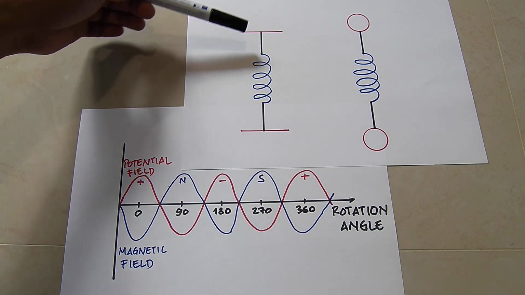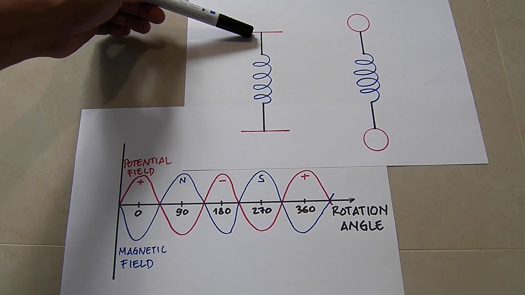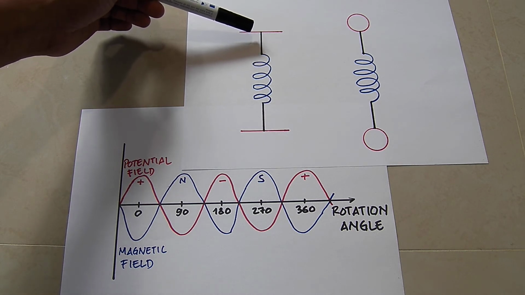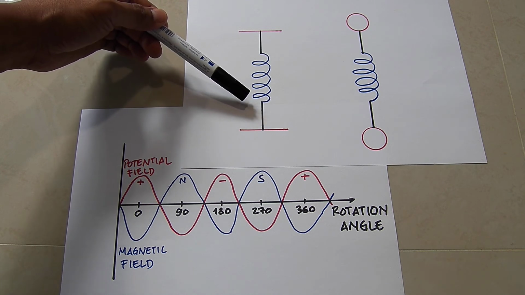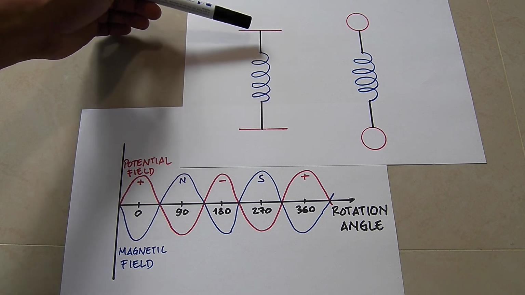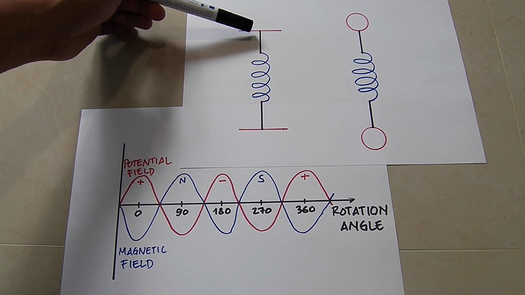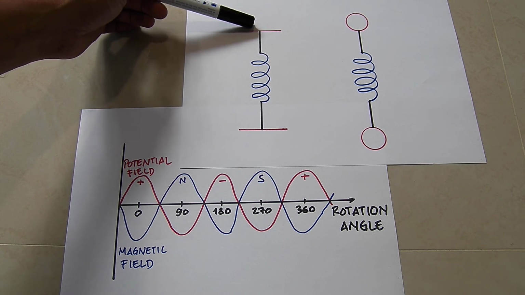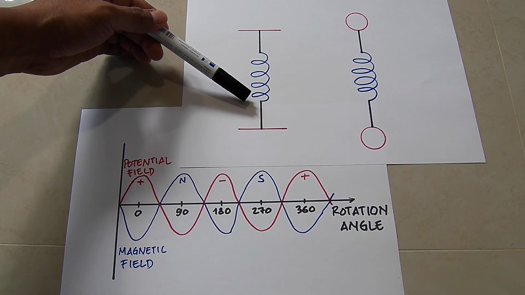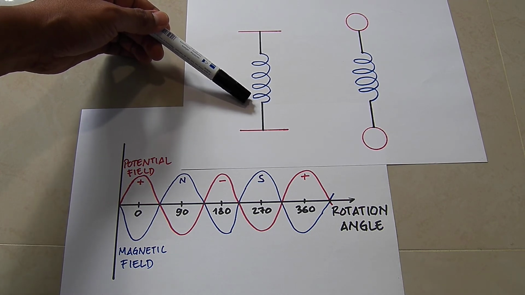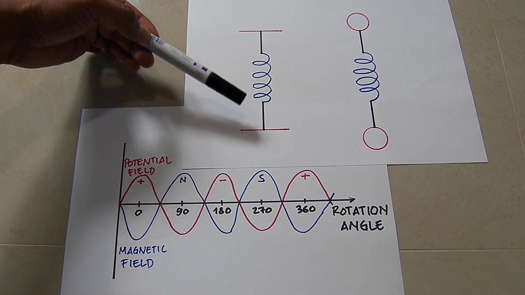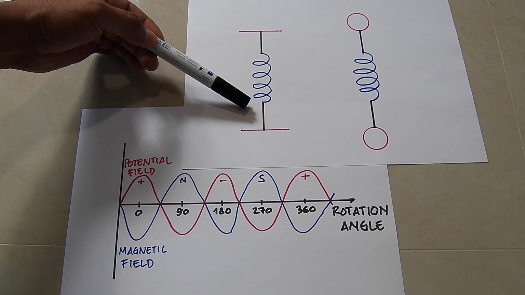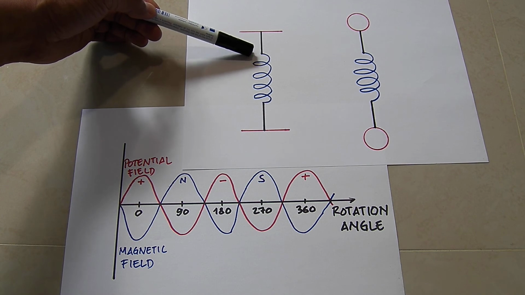So it goes like this again. So plus maximum potential field positive, and then maximum magnetic field north pole, and then maximum potential field negative, and then again maximum magnetic field south polarity. So if this point is positive, of course this point will be negative, and if this point is north, this point will be south.